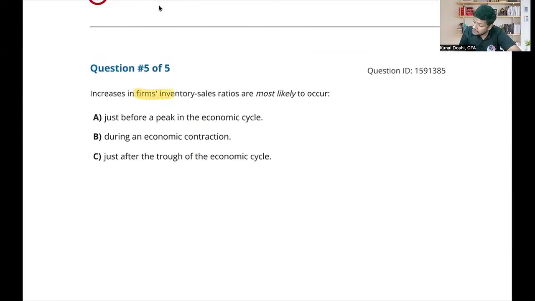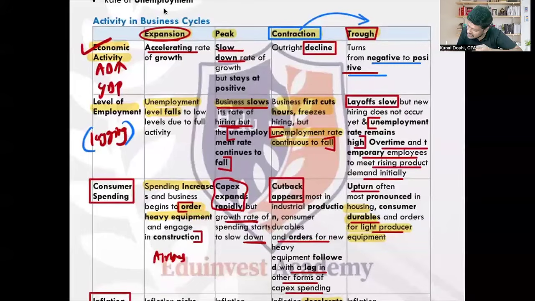Last, increase in firms' inventory to sales ratio. See, whenever the inventory to sales ratio is increasing, that's a bad sign. Most likely to occur just before the peak in the economic cycle. See, check here. Just before the peak.